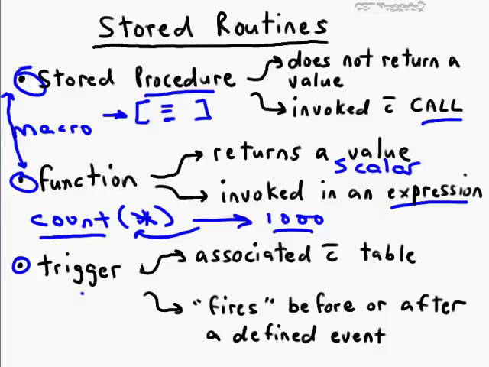Finally, the third type of stored routine in MySQL is the trigger. And a trigger is another automation object. This one, instead of being associated with a database, is actually associated with a particular table. That's one thing I want you to remember. Trigger, table, T. Triggers are not associated with a database.